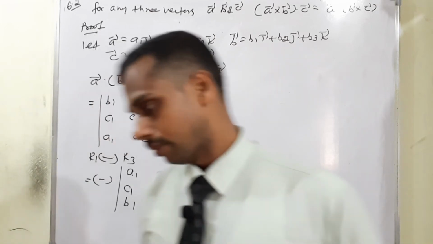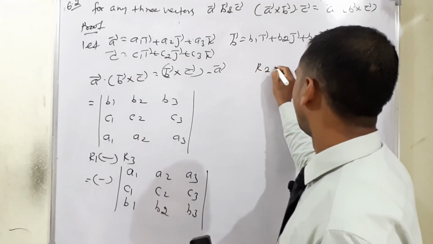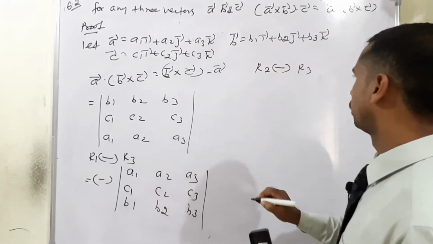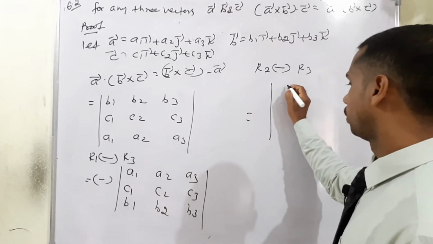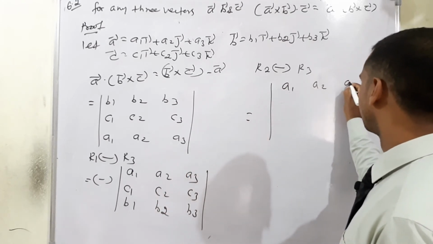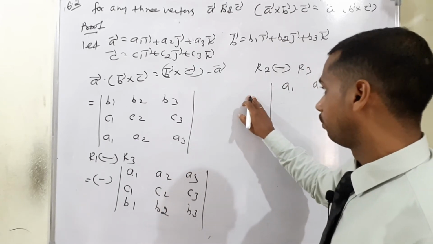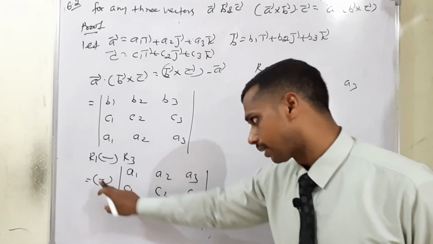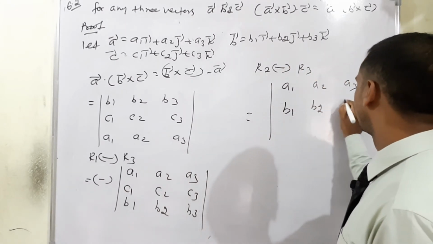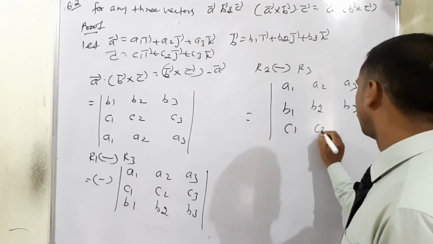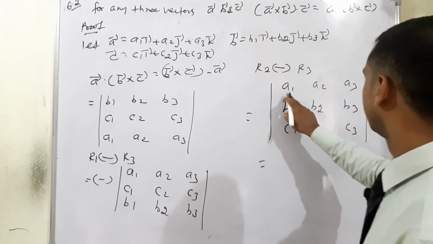Next condition, we have to interchange R2 and R3. R2 interchange R3 means, look there, R1 as it is, with terms A1, A2, A3. Now R2 interchange R3 means one more sign will be changed. So already one minus sign is there, therefore minus into minus gives plus. So the second row is B1, B2, B3, third row C1, C2, C3. Now we can write it, what is the meaning? A1, A2, A3.